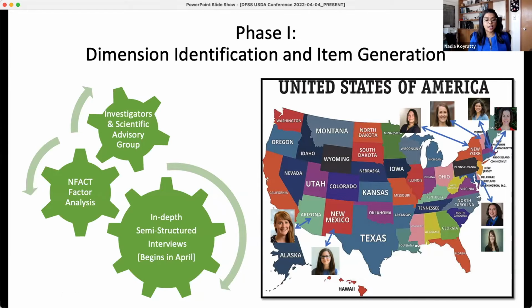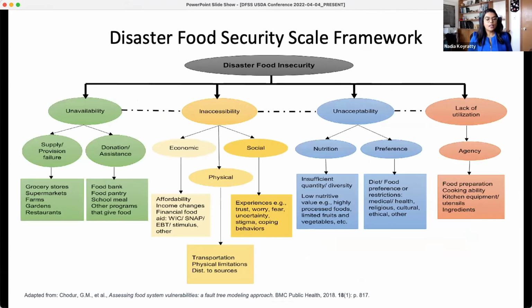These first 2 steps will be supplemented by the in-depth interviews with a group of people who have experienced food insecurity during COVID-19, during Hurricane Florence in 2018, and during the Moore tornadoes of 2013. These qualitative interviews will begin this month. So together, these 3 steps illustrated will inform the questions to be included in a disaster food security survey.